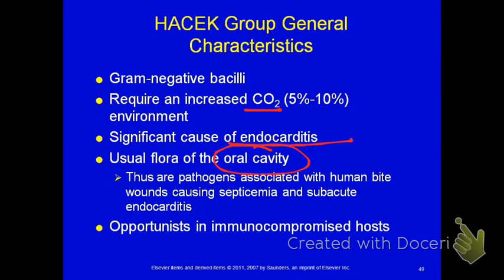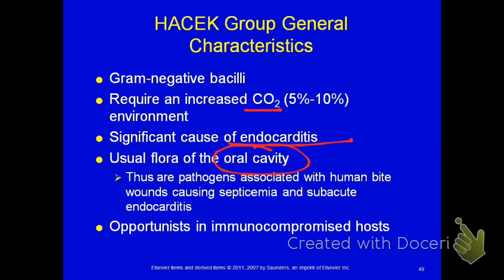In fact, Kingella could cause periodontitis. Actinobacillus actinomycetemcomitans could also cause juvenile periodontitis. Okay? So, thus, the pathogens are associated with human bite wounds causing septicemia and subacute endocarditis. How weird is that? Okay?